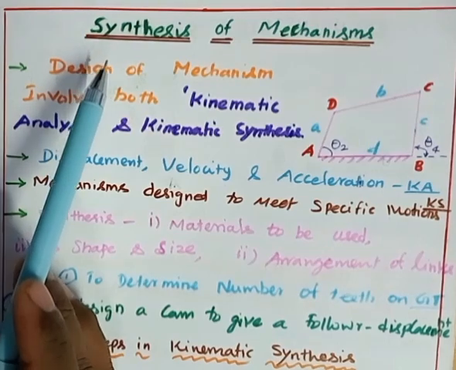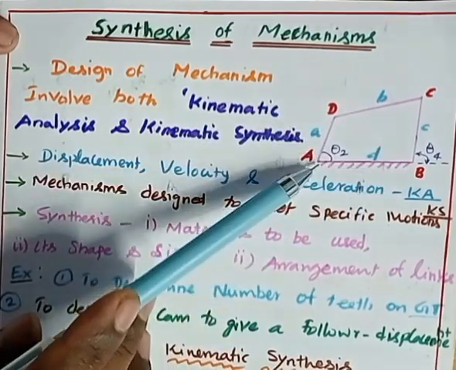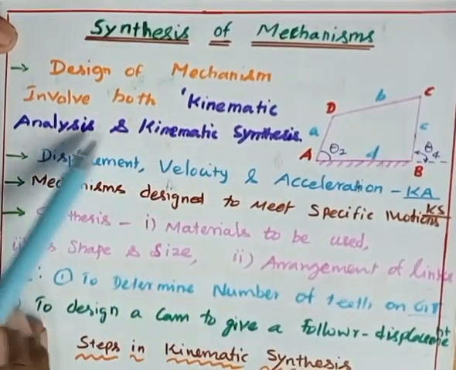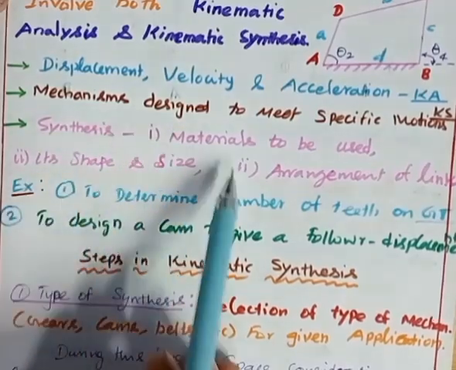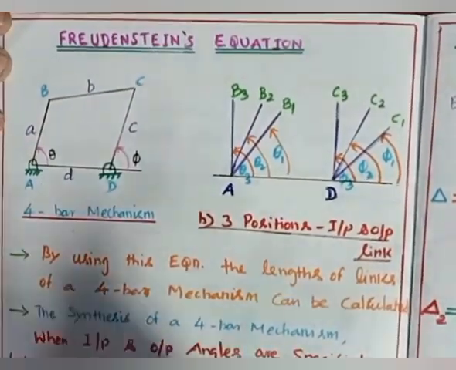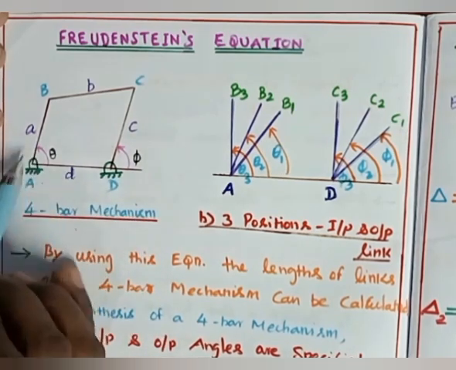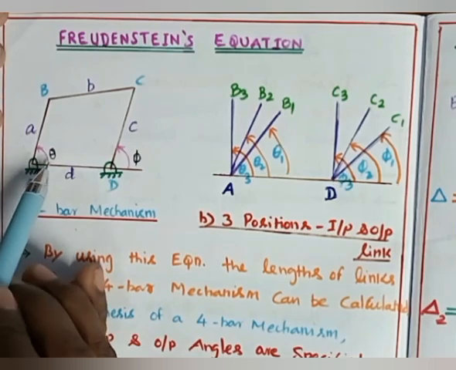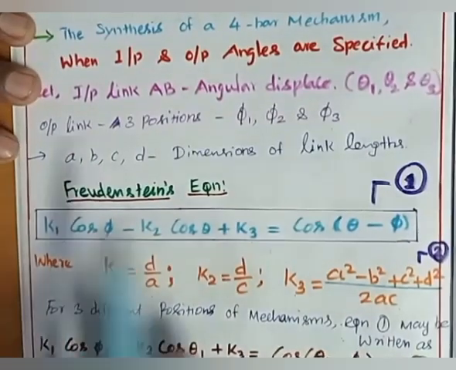We are now discussing the synthesis of mechanism. In a four-bar mechanism, we analyze kinematic analysis and kinematic synthesis. Last session we concluded these things. We found the Freudenstein equation for the four-bar mechanism. This equation is used to find the lengths of the various links of the mechanism for three different positions. Just recall the equation first.